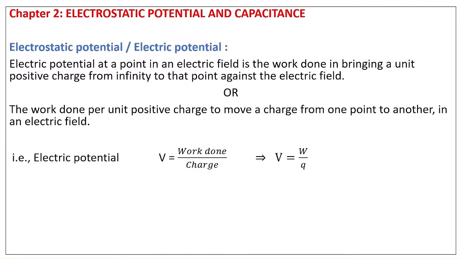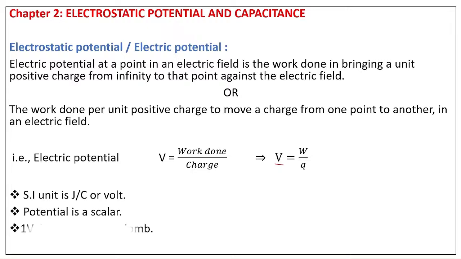V is equal to work done by charge, that is V is equal to W by Q. Here, the SI unit is joule per coulomb or volt. Potential is a scalar. 1 volt is equal to 1 joule per coulomb.